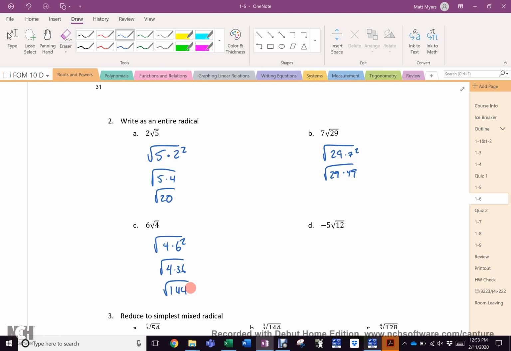So, on C, would you go down to 12? No, because I wanted an entire radical. So you would write it as root 144.